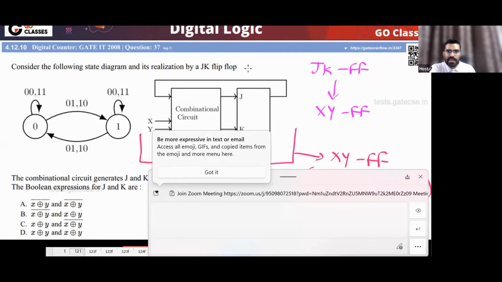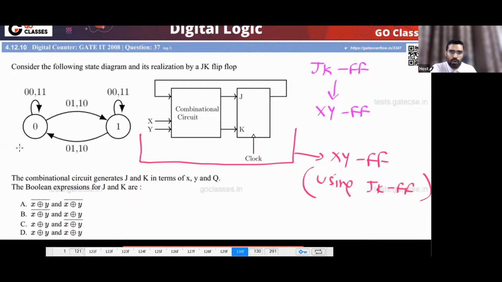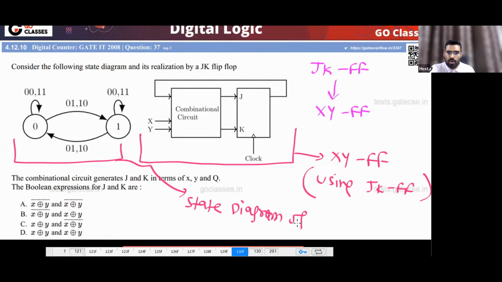So this state diagram is given to you for the XY flip-flop. Is this clear? This is the state diagram of the XY flip-flop. Okay. Now, once you have this state diagram of the XY flip-flop.